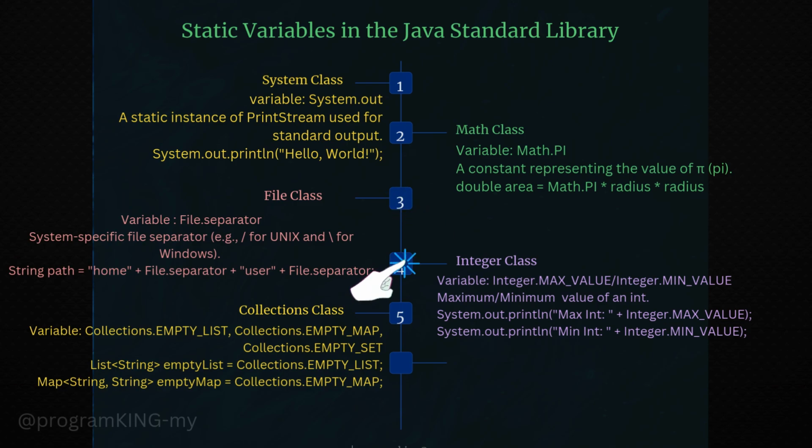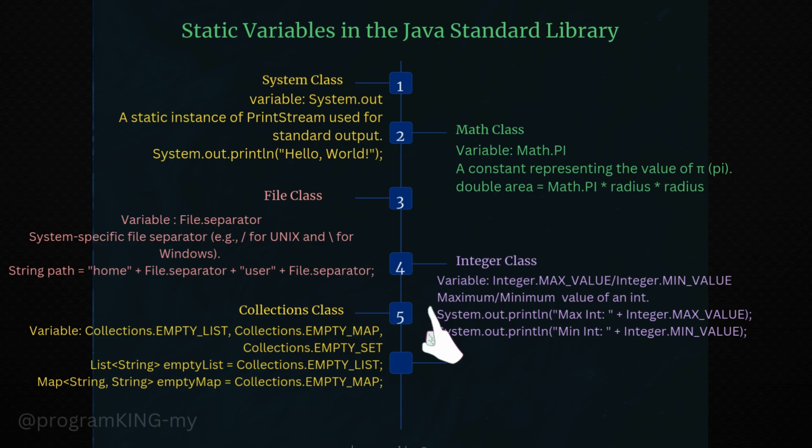Integer class. Moving on to the Integer class. It offers static variables like Integer.MAX_VALUE and Integer.MIN_VALUE, which represent the maximum and minimum values an integer can hold. Here's how you use them. System.out.println("Max int: " + Integer.MAX_VALUE); System.out.println("Min int: " + Integer.MIN_VALUE); These are super handy when working with numeric boundaries or validations.